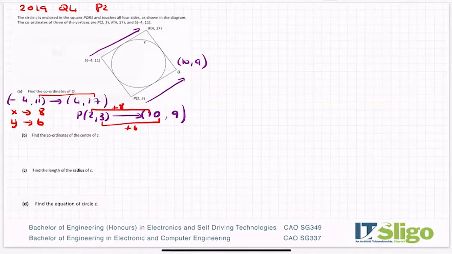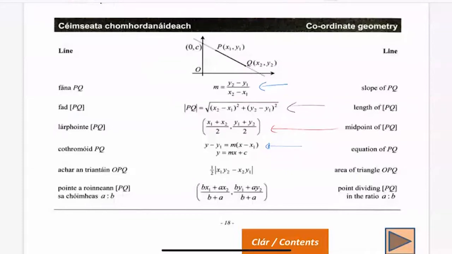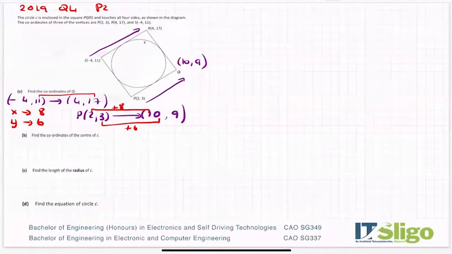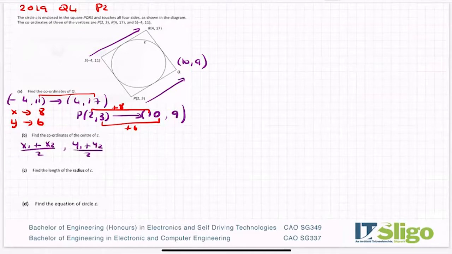So the coordinates of the center C is the midpoint. So back you go to the coordinate geometry, the line, so you can get the midpoint formula, because the center is always the midpoint of either a diameter or a square, whatever. And you'll see that the formula reads as (x1 plus x2 over 2, y1 plus y2 over 2). A comma between them because it's the midpoint, so it's a point. So a comma between the x and the y coordinate and brackets around it.